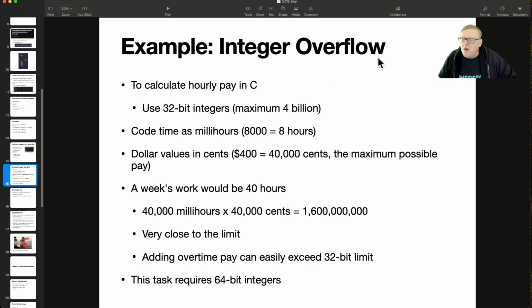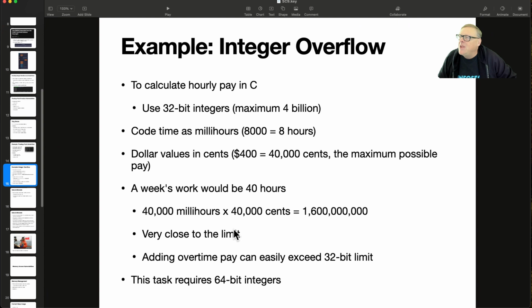So here's integer overflow. Show how easy it is to have this happen. So you're going to use 32-bit integers, which sounds like a lot. It can go all the way up to 4 billion. Then you code time as millihours, say, because you might have half an hour, a quarter of an hour or something. This seems a little bit necessary, but you could do this, 8,000 for 8 hours. Then you have dollar values in cents. So your $400 an hour is 40,000 cents an hour. So if you have 40 hours at that rate, then you have 40,000 millihours times 40,000 cents, and that's 1.6 billion. So you're almost up to the limit of 4 billion.